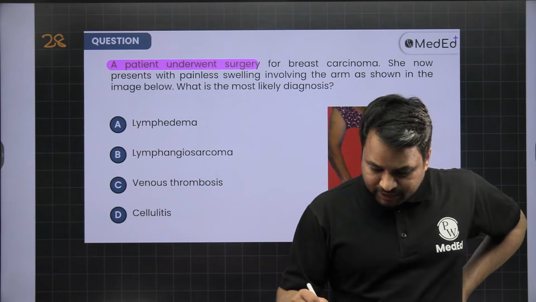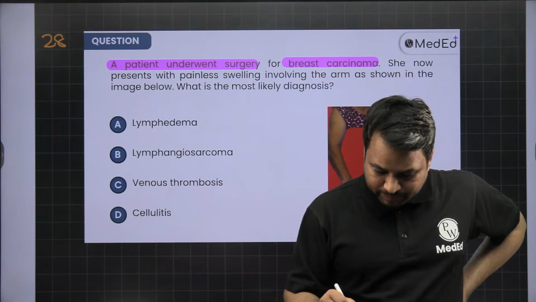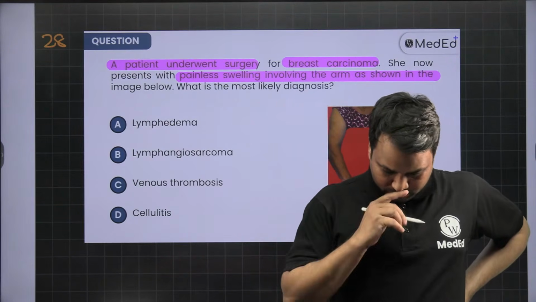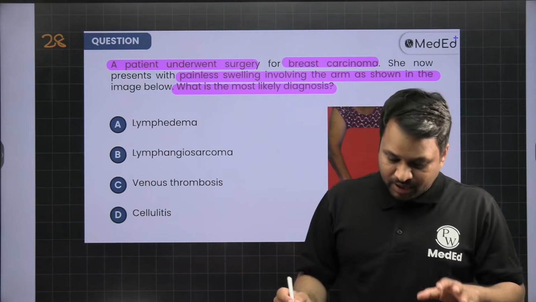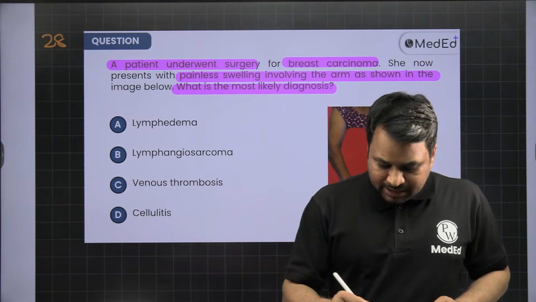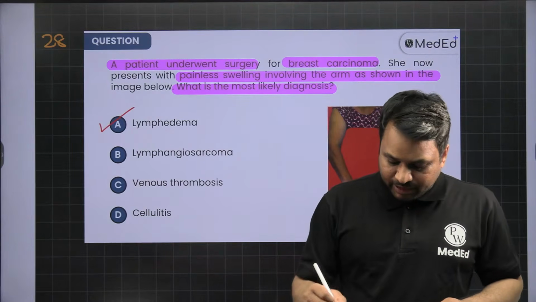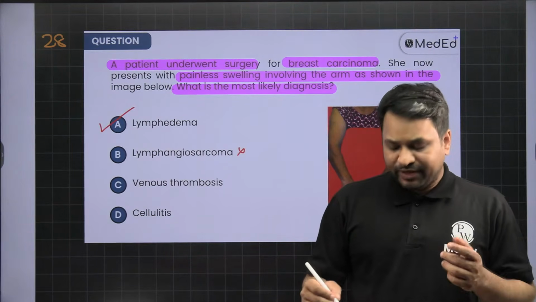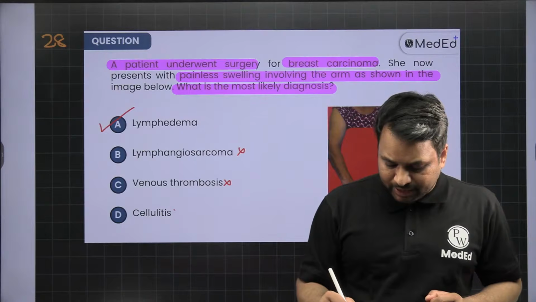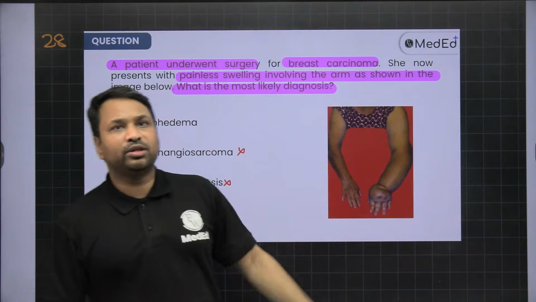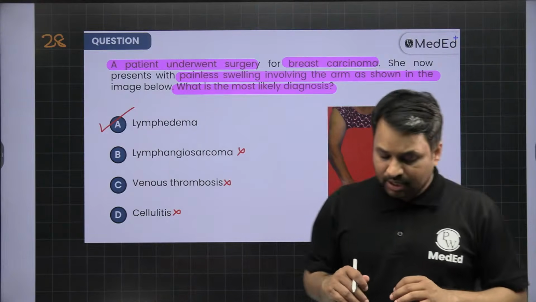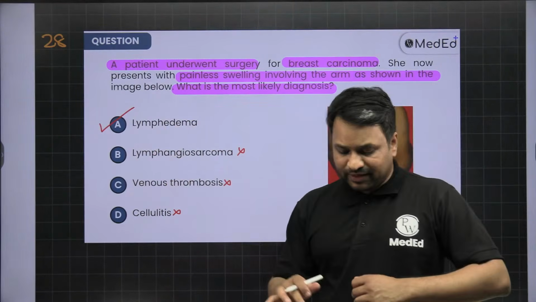A patient underwent surgery for breast carcinoma. She now presents with painless swelling involving the arm as shown in the image. What is the most likely diagnosis? Now see, I can simply go ahead and say the answer here is lymphedema. It is not lymphangiosarcoma. For venous thrombosis, there should be associated pain. Cellulitis would be redness, pain, and fever. So none of them are mentioned. So I'm going to rule out venous thrombosis or cellulitis. Now the question is lymphedema or lymphangiosarcoma.